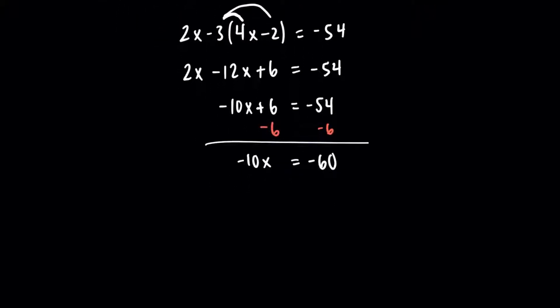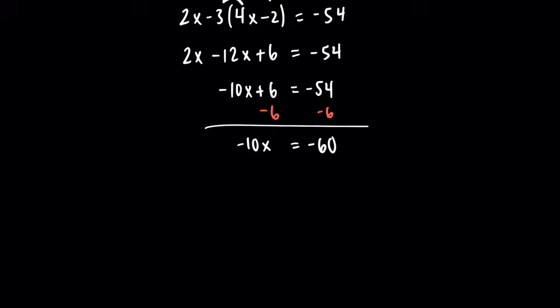And now we're going to divide by negative 10. Be careful here. Don't add 10. These things are being multiplied. It's negative 10 times x. So we're going to divide by negative 10, because division will undo multiplication. All right, so we're left with x is equal to negative 60 divided by negative 10. That would be positive 6.